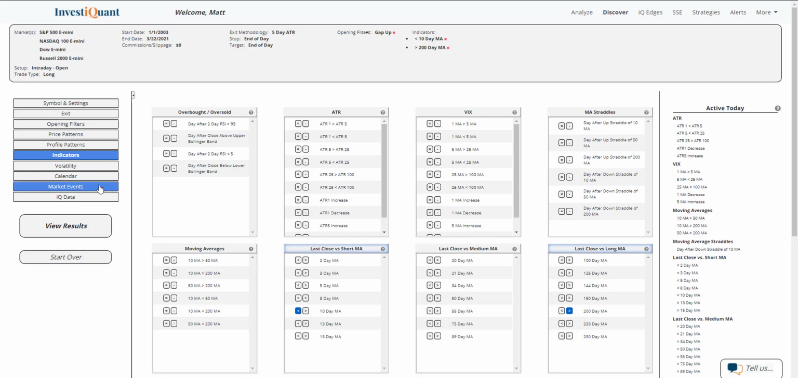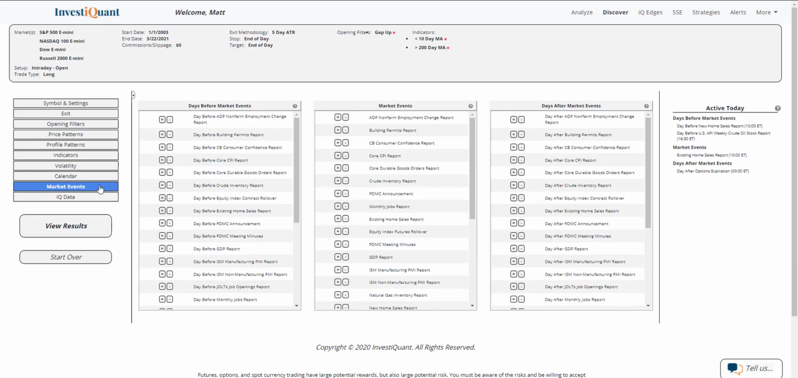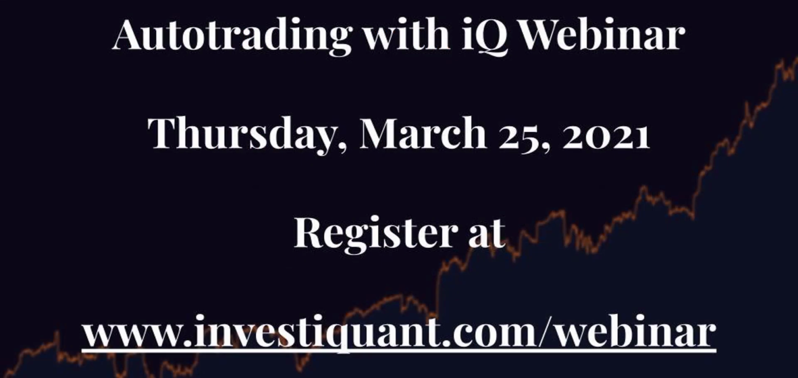Lastly, I can come into the market events section, and I can say today is the day after options expiration day. I can do that by going to the active today section. That bottom option for the day after options expiration, that comes from this category right here, day after market events. Now I can click view results.